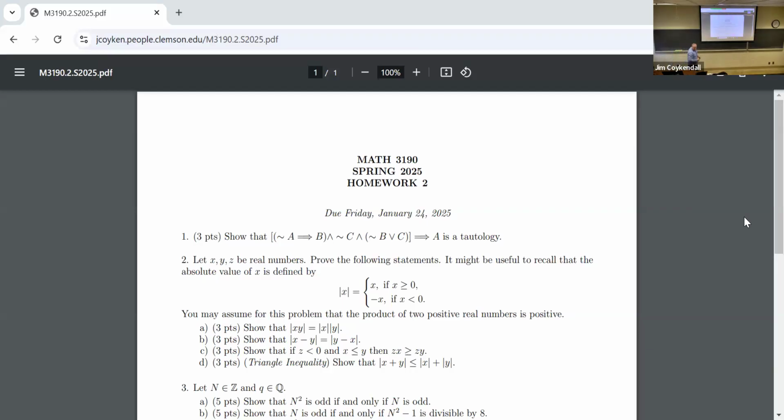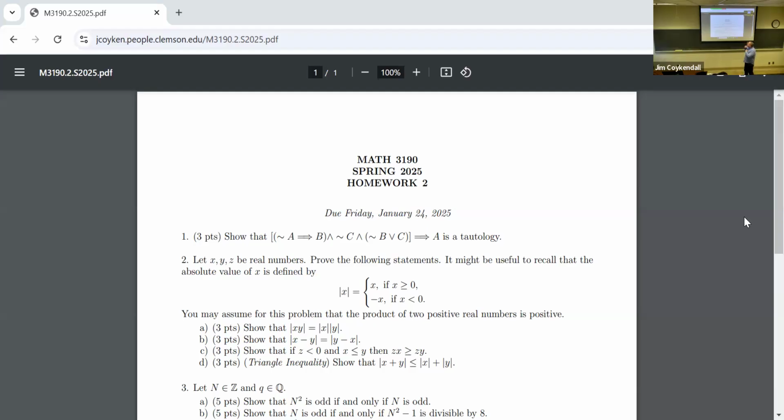Let me say a couple of words about the next homework. The first one for next time is just kind of the truth table, right? So show this crazy statement up here, not A implies B, and not C, and not B or C implies A. Show that it's a tautology. The way to go about that, I think, is to look at the truth table.